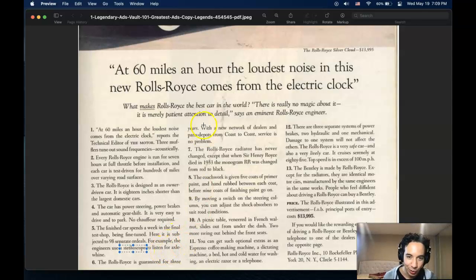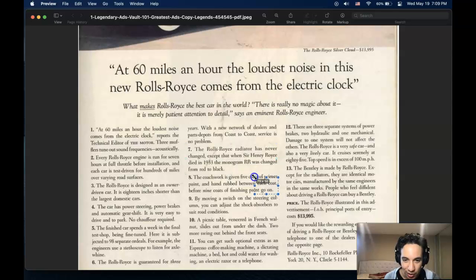All right, bullet six, guaranteed for 3 years. And there's that guarantee, coast to coast, and you could get service. Rolls-Royce rate has never changed except that when, okay, 1933. Then they put a little history, a little like we're not brand new. We're actually established. This thing has been going. It's alive. It's not just something we made 2 months ago. It's established over many years, and it's still working, and we're still successful. And basically they're putting in about us and why we're established.